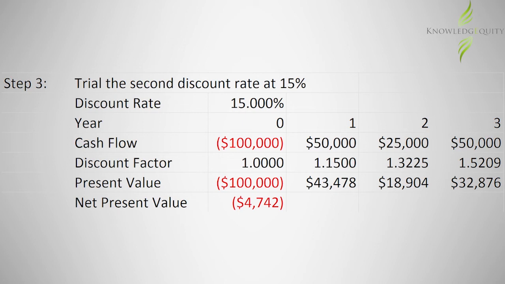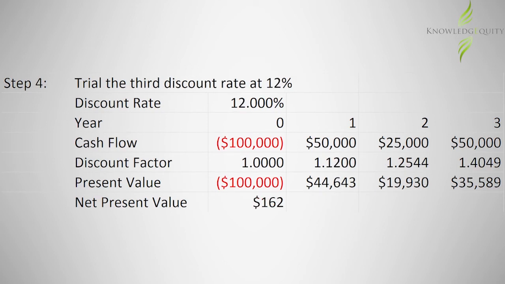We then trial another discount rate of say 12%, which results in an NPV of positive $162. From this result, we know that the IRR is just above 12%, and a spreadsheet model confirms that the actual IRR is 12.095%. It is also possible to use a financial calculator or spreadsheet to quickly calculate the IRR.